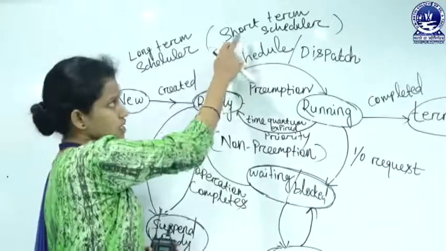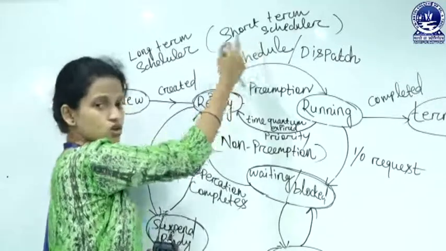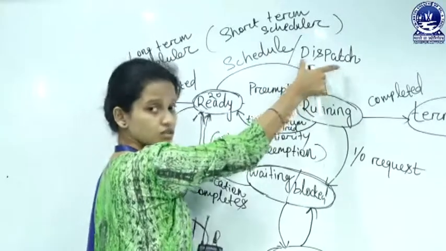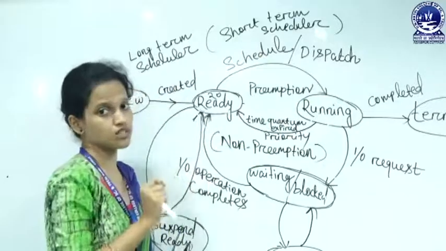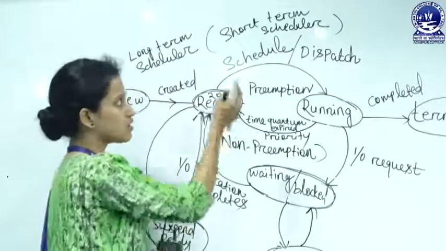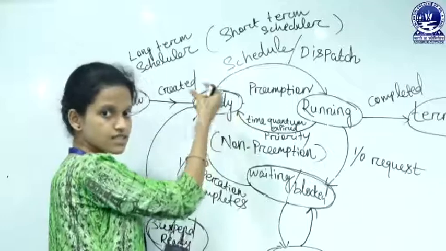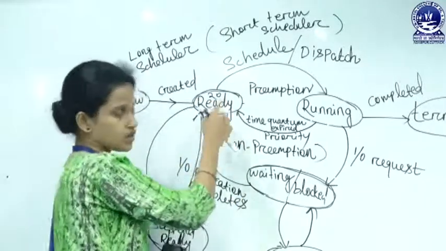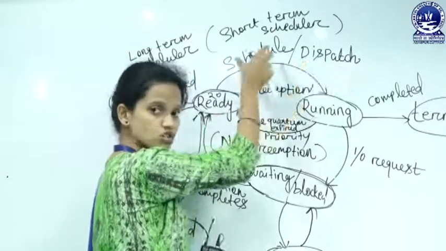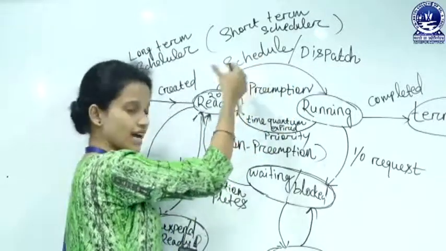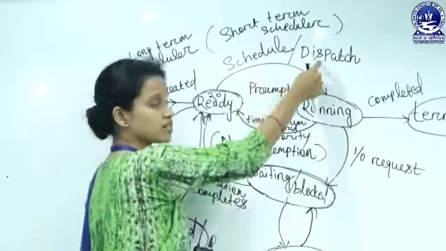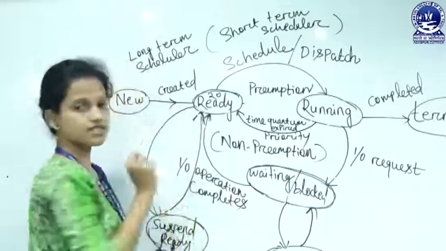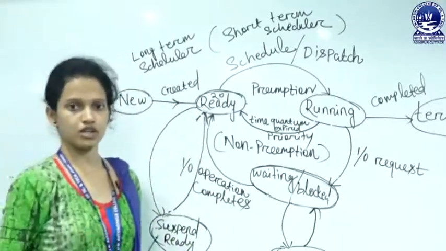The short term scheduler is also called the dispatcher. The dispatcher is called by the short term scheduler. When the short term scheduler selects the process which is to be executed, the dispatcher will be called, and that process will be dispatched by the dispatcher to the CPU. Fine. So, next is the medium term scheduler.